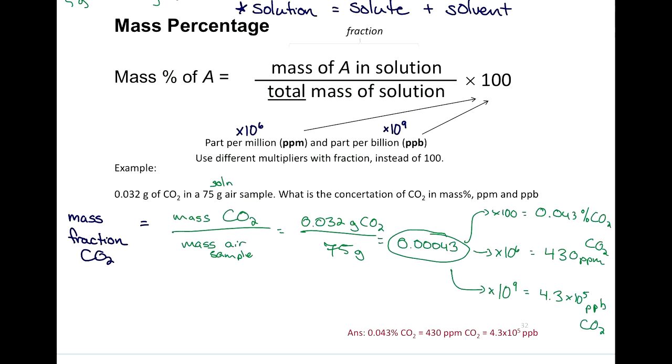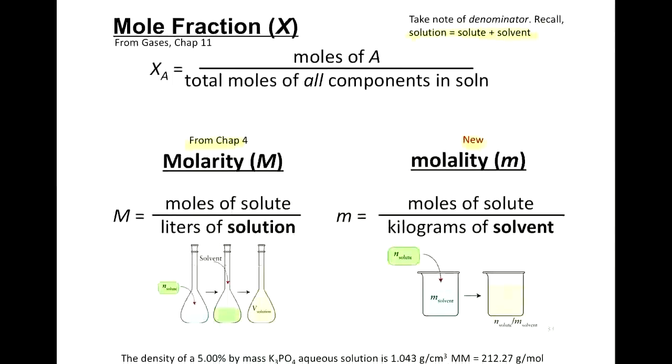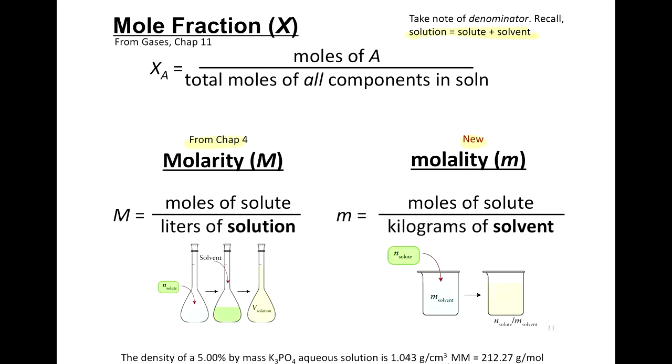So we take the mass of our solute and divide that by the total mass of the solution. Remember, that means the mass of solute and solvent. All right, so that's one of the types of concentrations. Let's look at some other ones.